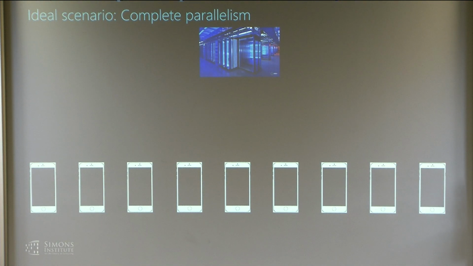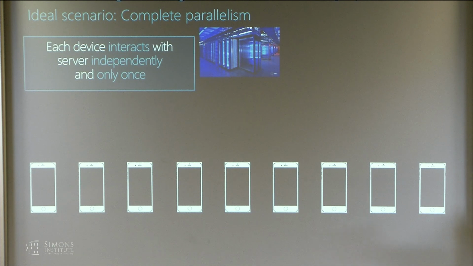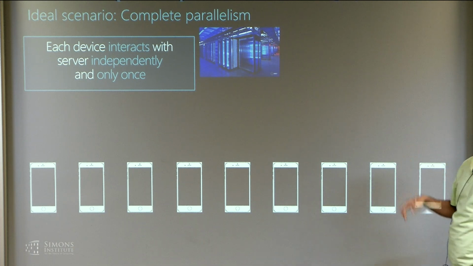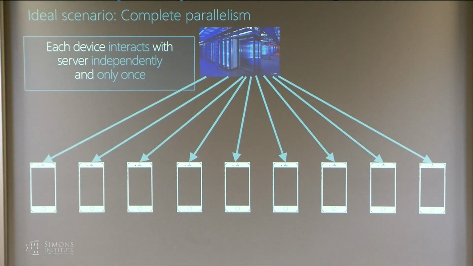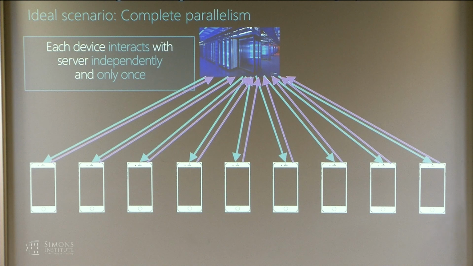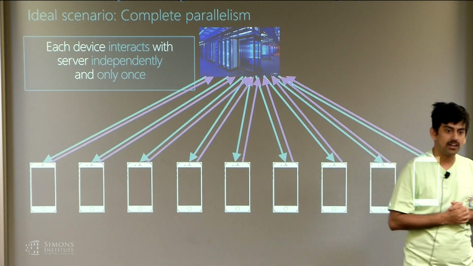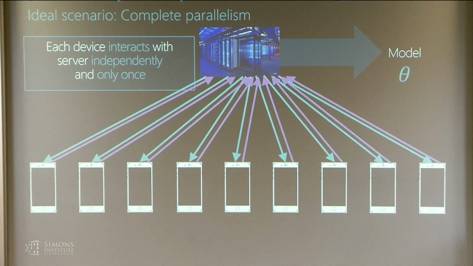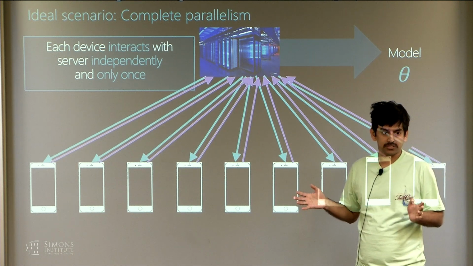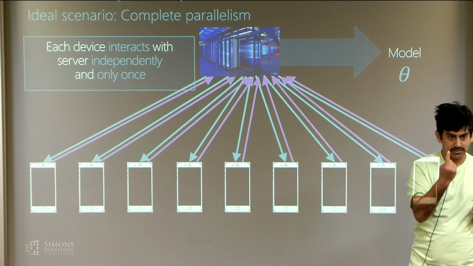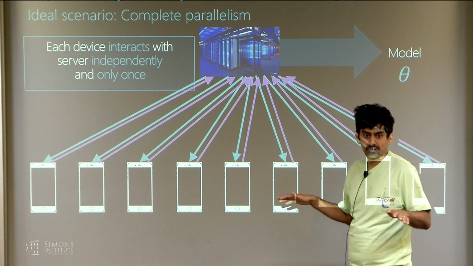So what is an ideal scenario if I'm an algorithm designer? Well, each device interacts with the server independently and only once. The server decides a bunch of questions and sends them to the devices. The devices respond back to the server with the responses, and done. This is amazing because you communicate to the device only once, and you do it completely in parallel.